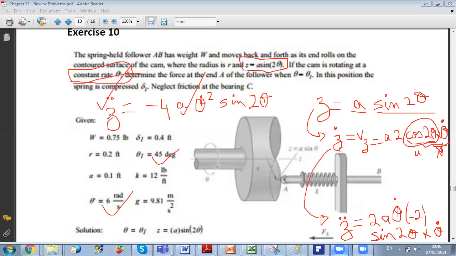Once we have z dot dot, we can replace back into Newton equation to get the only unknown, which is the force of the cam on the follower. And this was the question. Okay, so in this way, we can determine the force at the end A for the angle that they asked for, theta equal 45. Any question on this?